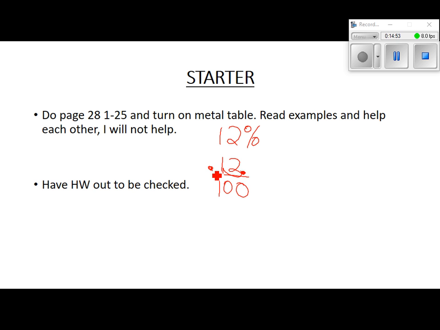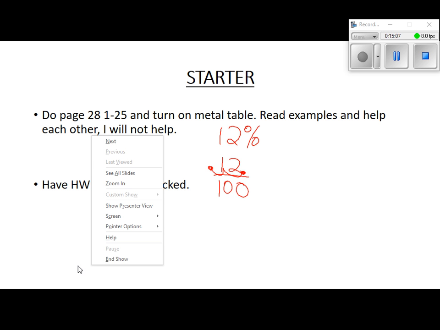Does everybody know how to change fractions, decimals, percents? Adam, you can handle all that? Adam's still mad at me about the comment about living in his parents' basement for the rest of his life. He'll probably build one.